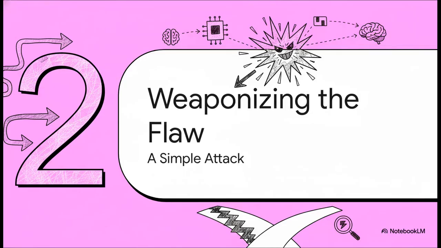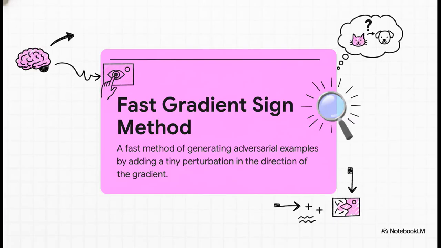So knowing about this linear weakness isn't just about explaining the problem. Oh no, it actually gives us a recipe for weaponizing it. The researchers came up with a simple, incredibly fast, and just shockingly effective way to create these things on purpose. It's called the fast gradient sign method, FGSM for short, and trust me, the key word there is fast. Before this, finding these weak spots took a ton of computing power. But FGSM is super efficient.